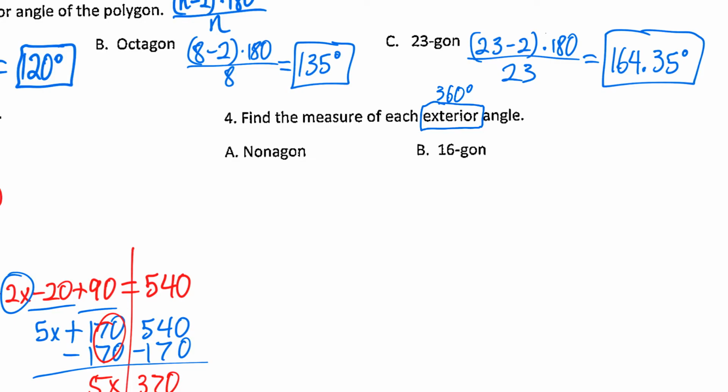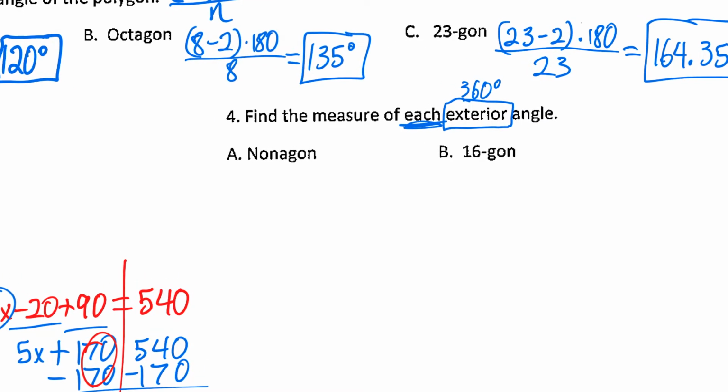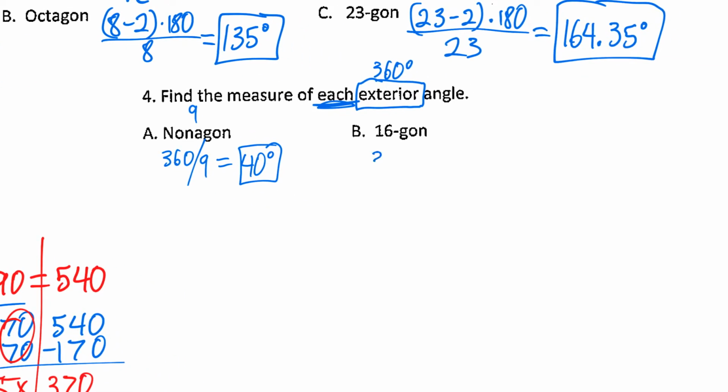And again, we're going to assume these are regular polygons. So I want to know how big is each exterior angle of a nonagon. How many sides does a nonagon have? 9. So I'm going to take 360 total degrees, divide that by the 9 angles. So how big is each exterior angle of a nonagon? 40 degrees. And then each exterior of a 16-gon. So 360 total divided by 16. This gives you a decimal. 22.5 degrees each.